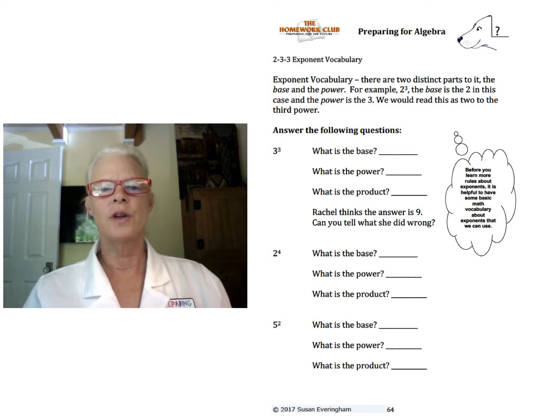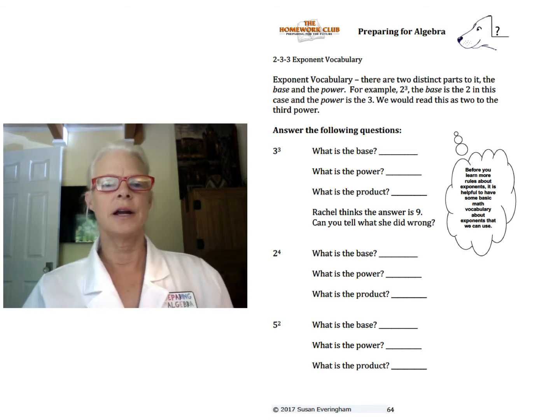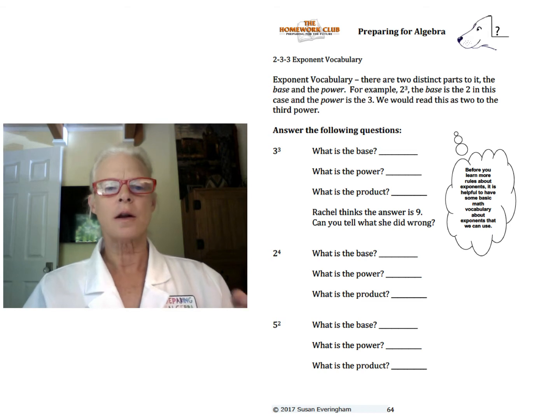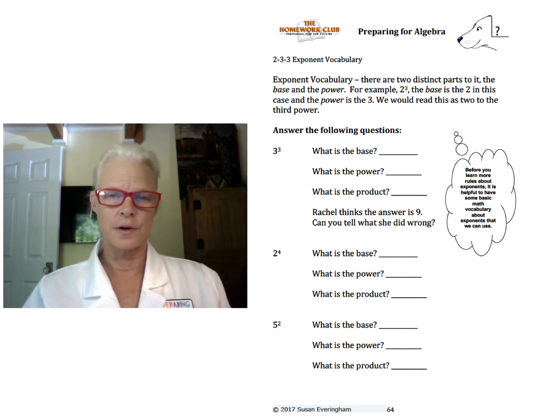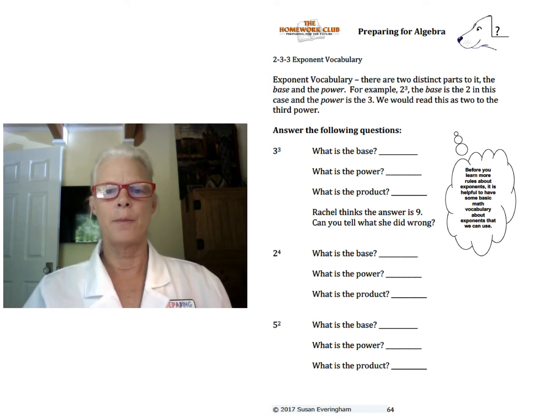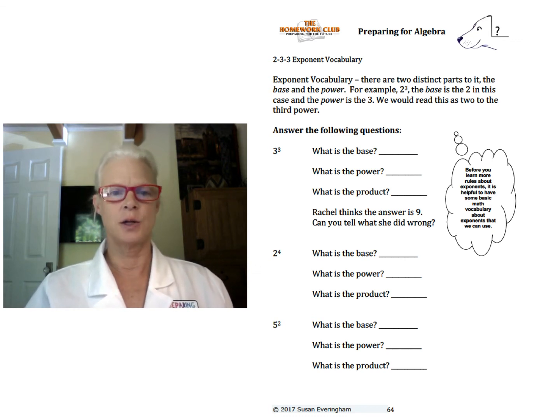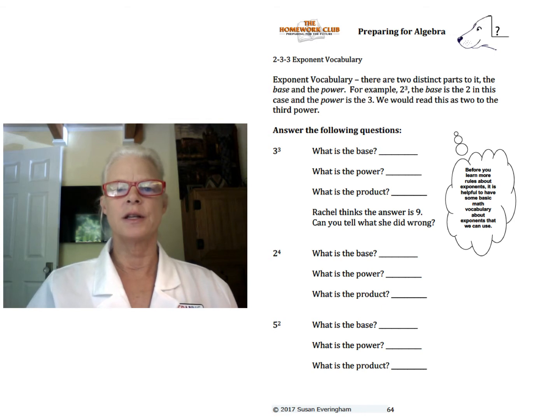Page 64. We're moving on to exponent vocabulary. So the 2 distinct parts are the base and the power. In this example, 2 to the 3rd, the base is the 2, and the power is the 3. And we would read this as 2 to the 3rd power.